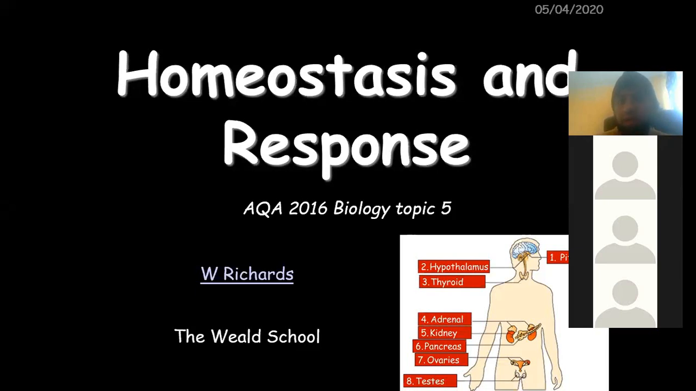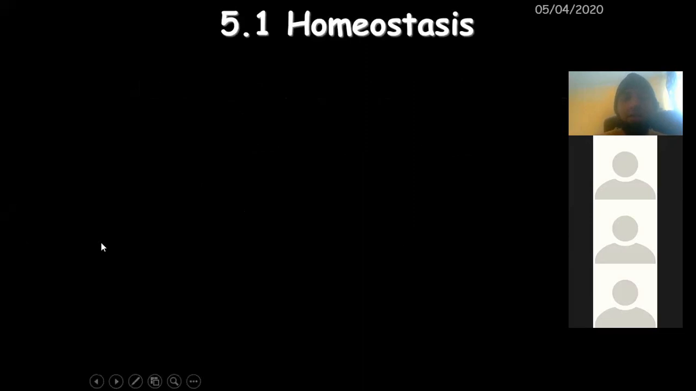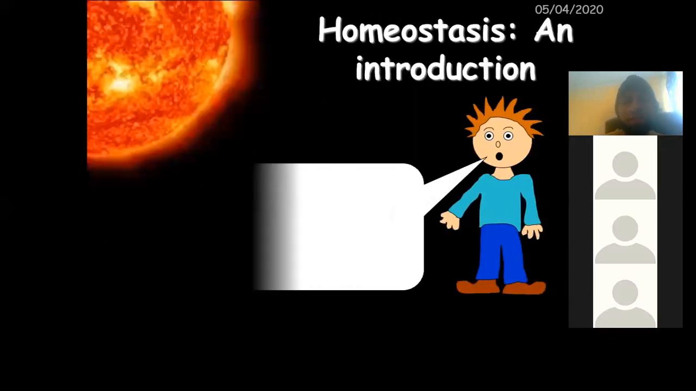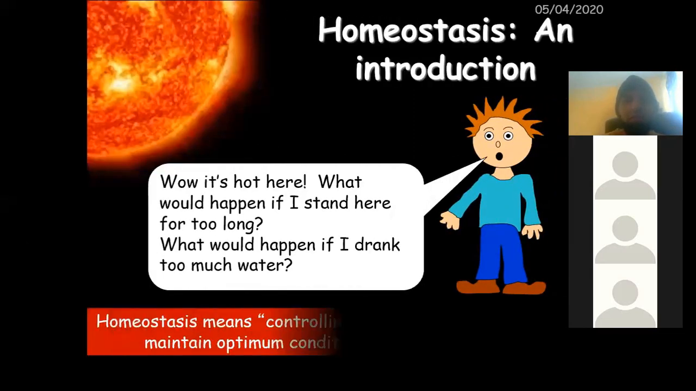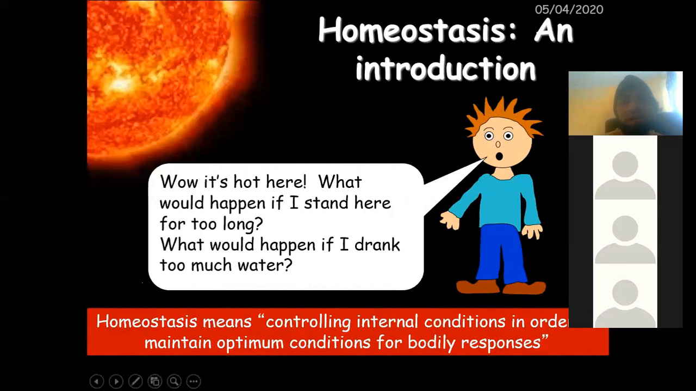So once you've got the title down, what we're going to do next is recap what we did last week. And I'm going to quiz you a little bit as well, guys. Last week, we defined homeostasis, okay? We defined homeostasis as in the red box here. Controlling internal conditions, controlling what's happening inside your body in order to maintain optimum conditions for bodily responses. It means your body has to respond to things.